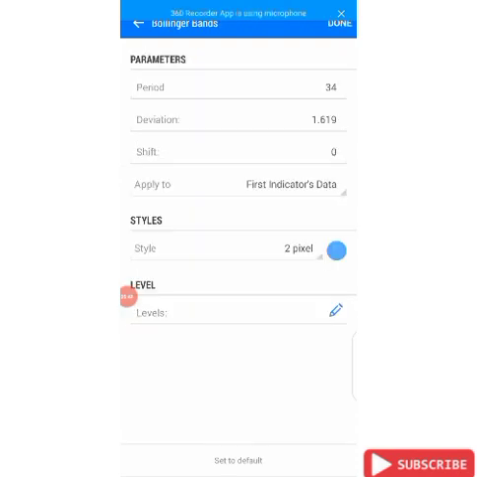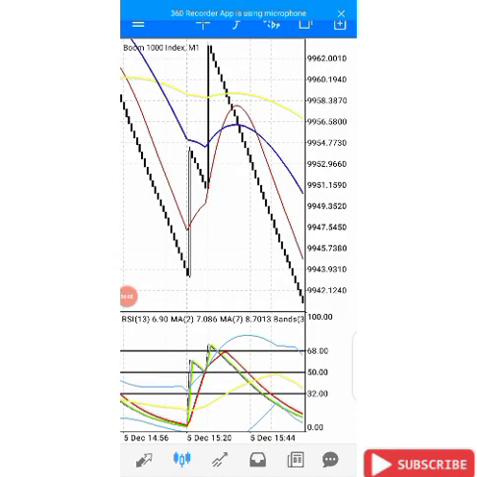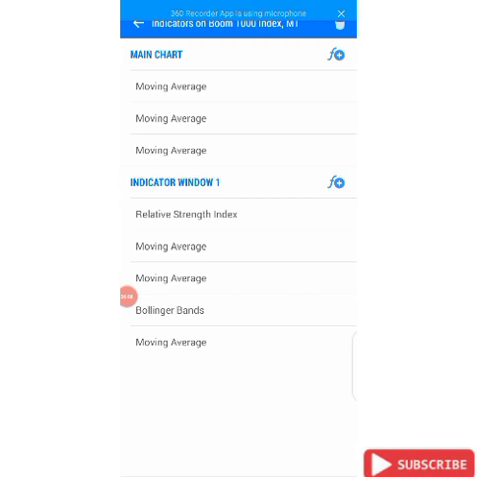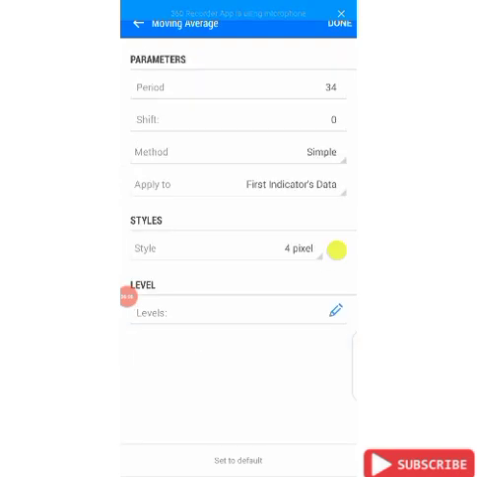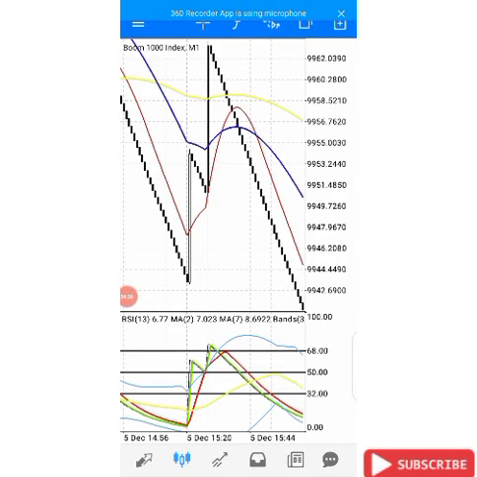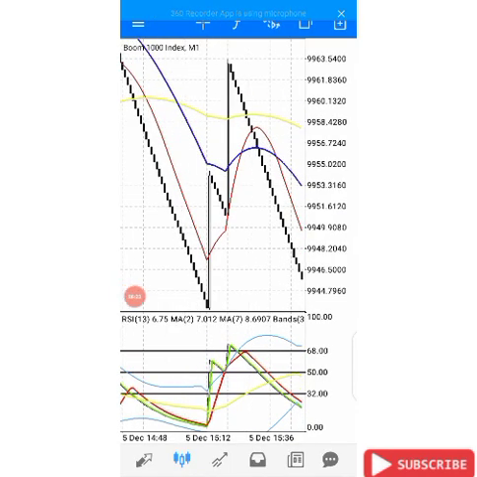The Bodija band is period 34. Definition is 1.619. Shift is 0. Apply to first indicator data. Star is 2 pixel. Use 2 pixel and use this blue color to identify it. So the last one is a moving average 34, shift 0. Method is simple. Apply to first indicator data. Star is 4 pixel. Use this color. Then done.